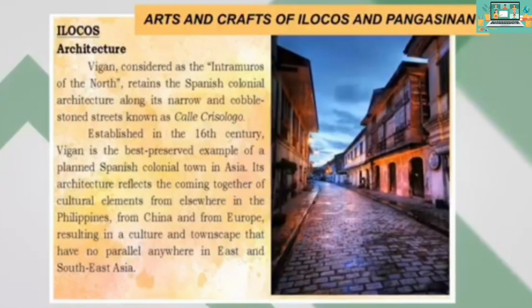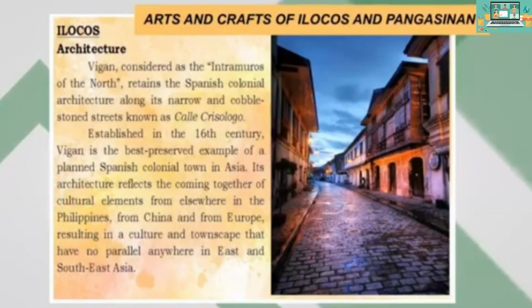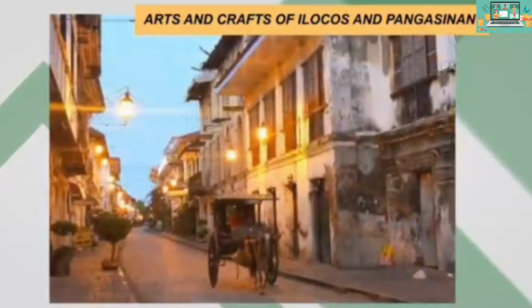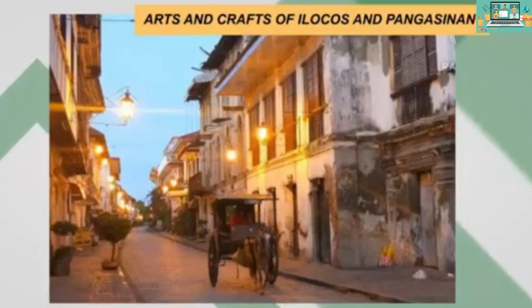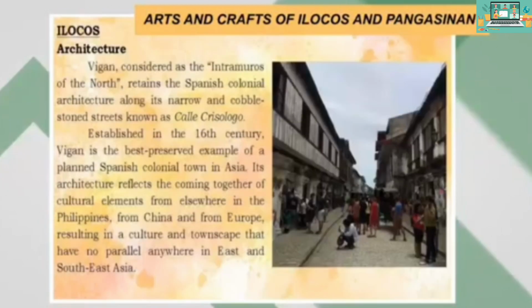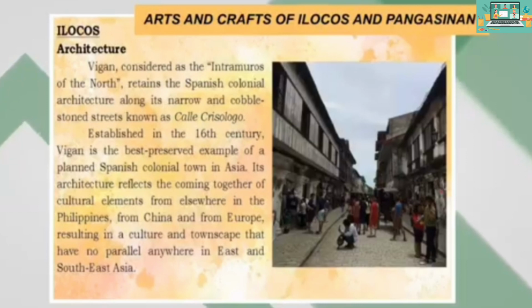It is established in the 16th century and is the best preserved example of a planned Spanish colonial town in Asia. Vigan is unique for having preserved much of its Hispanic colonial character. Its significance also lies on how the different architectural influences are blended to create a homogeneous townscape. Vigan represents a unique fusion of Asian building design and construction with the European colonial architecture and planning.